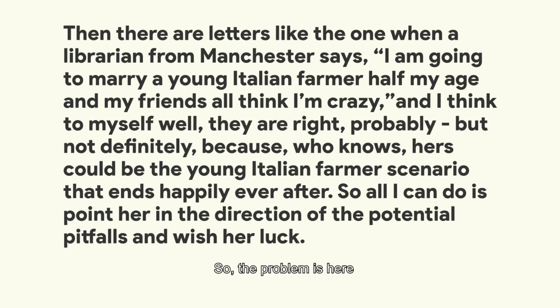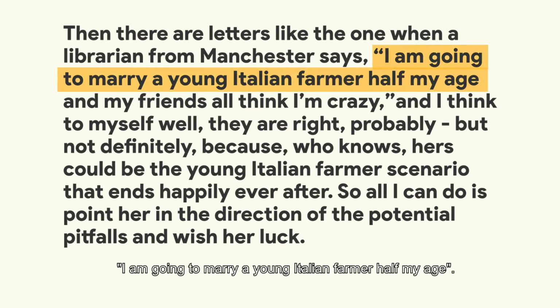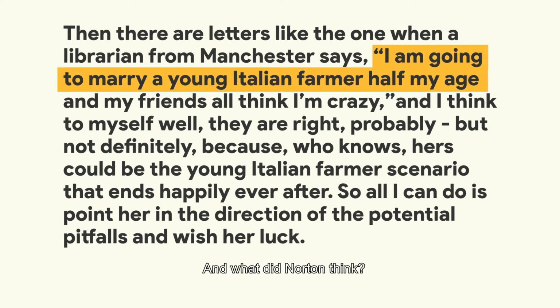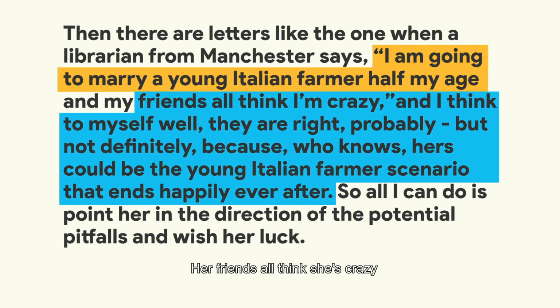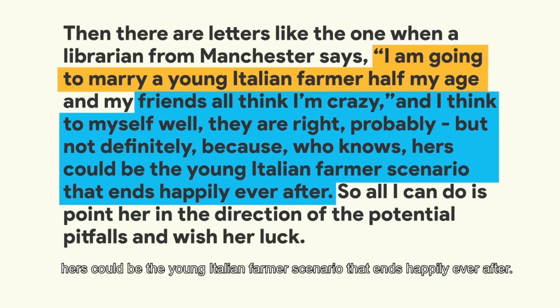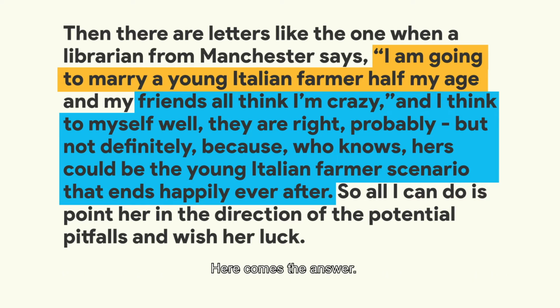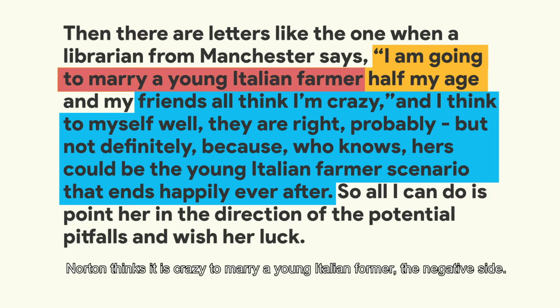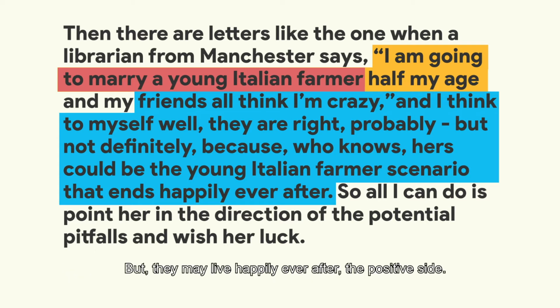So, the problem is here. I'm going to marry a young Italian farmer half my age. And what did Norton think? Her friends all think she's crazy and Norton thinks they are right, but not definitely. Hers could be the young Italian farmer scenario that ends happily ever after. Here comes the answer. Norton thinks it's crazy to marry a young Italian farmer, the negative side. But they may live happily ever after, the positive side.